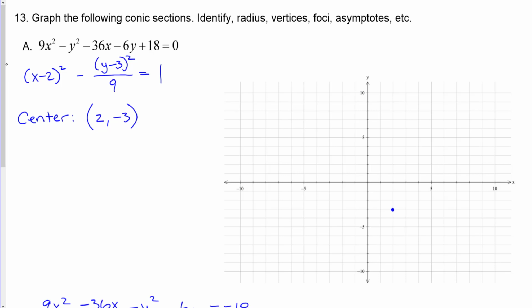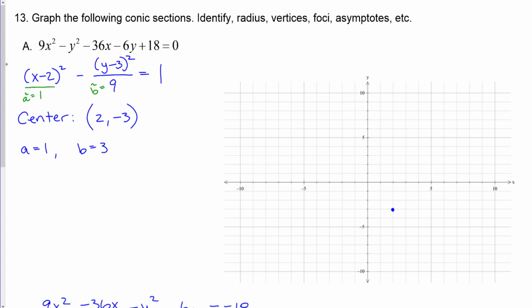Now with a hyperbola we have these asymptotes, and I'm not actually going to get the equation of these asymptotes. I prefer just to use the box method here to draw them. The way that we're going to do this is it comes down to the numbers that are underneath the x and the y. Over here, this is over 1, so a squared is equal to 1, b squared is equal to 9, which means a equals 1, b equals 3.